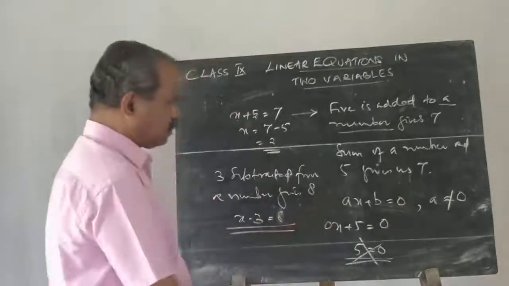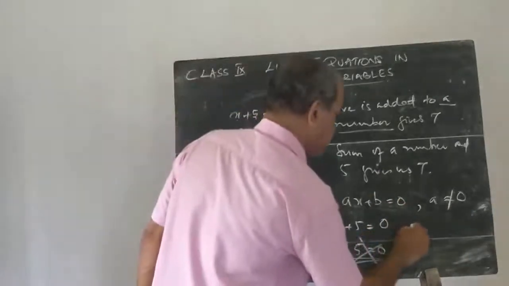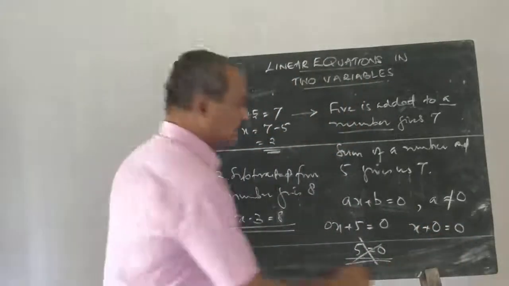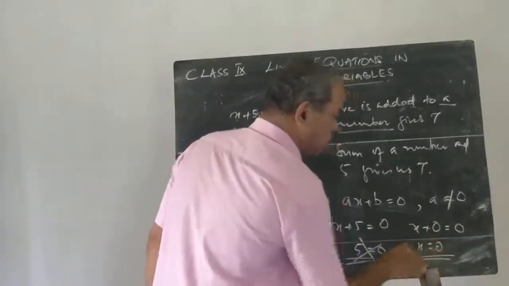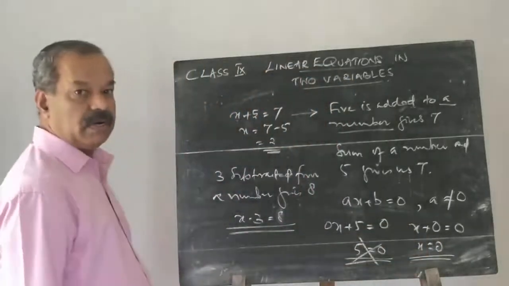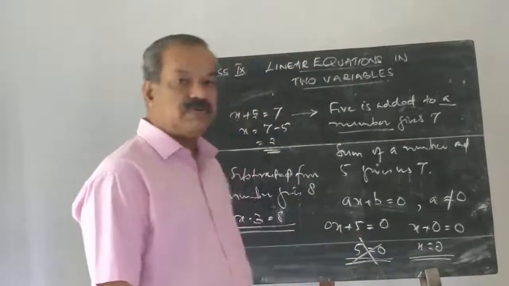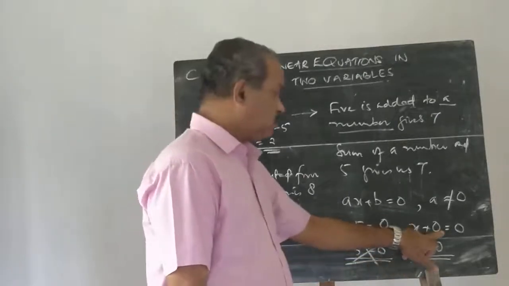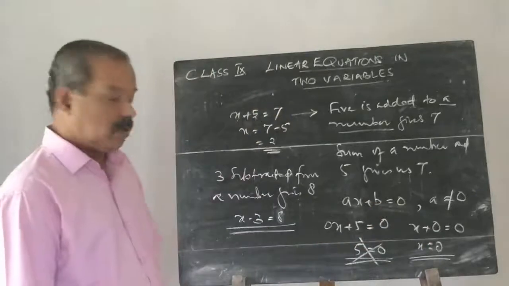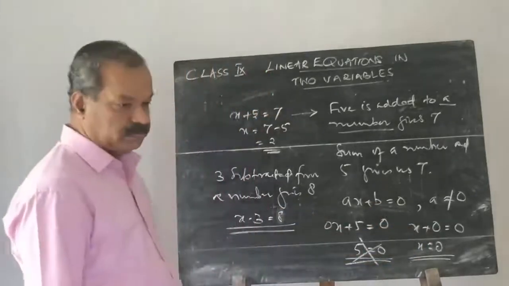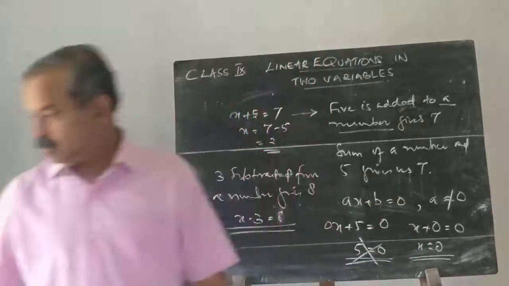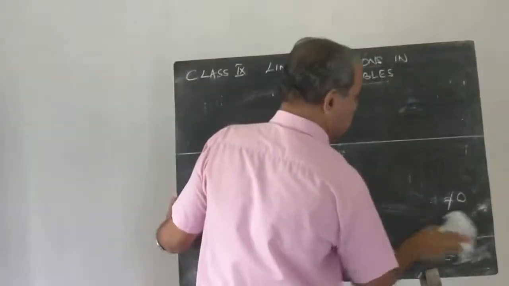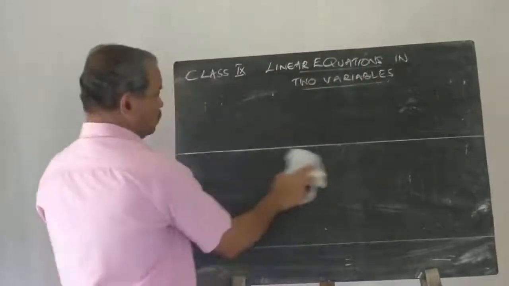If b equal to 0, what do we get? x plus 0 equal to 0, that is x equal to 0. This is also a linear equation in one variable, and the solution is x equal to 0. Here the coefficient of x is 1, not 0, but b is equal to 0. b can be 0. Now, how many solutions are there for a linear equation in one variable?